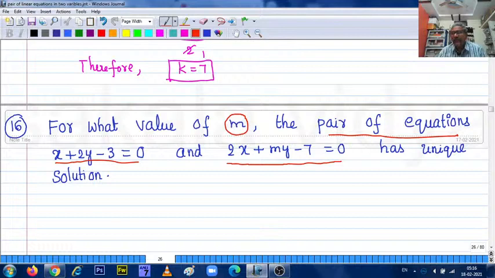So what sort of method needs to be adopted here? First write down the given data. After writing the given data, write down comparing with a1x plus b1y plus c1 is equal to 0, a2x plus b2y plus c2 is equal to 0. Write down the respective values a1, b1, c1, a2, b2, c2. Then find a1 by a2, b1 by b2, c1 by c2. Since it has unique solution, this is a keyword in the problem. Unique solution means a1 by a2 does not equal to b1 by b2. Substituting, the respective values of m can be evaluated.